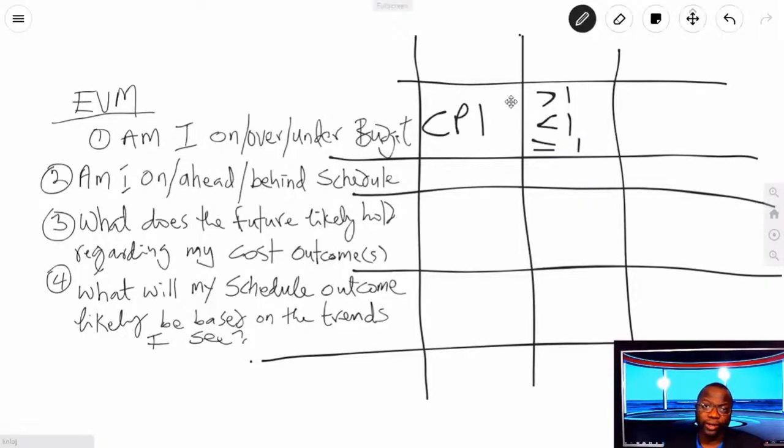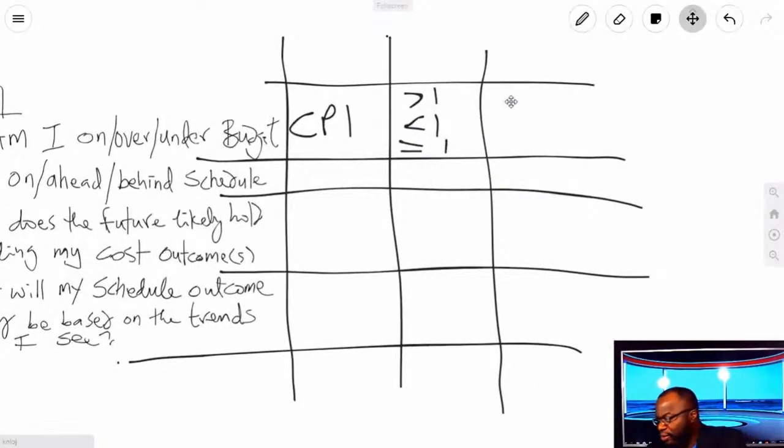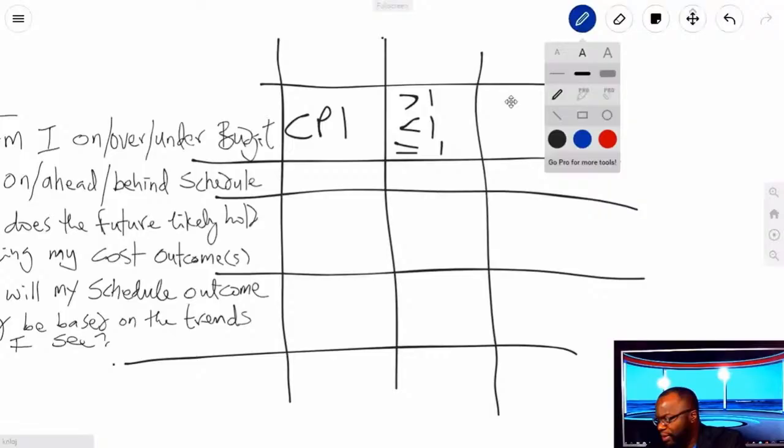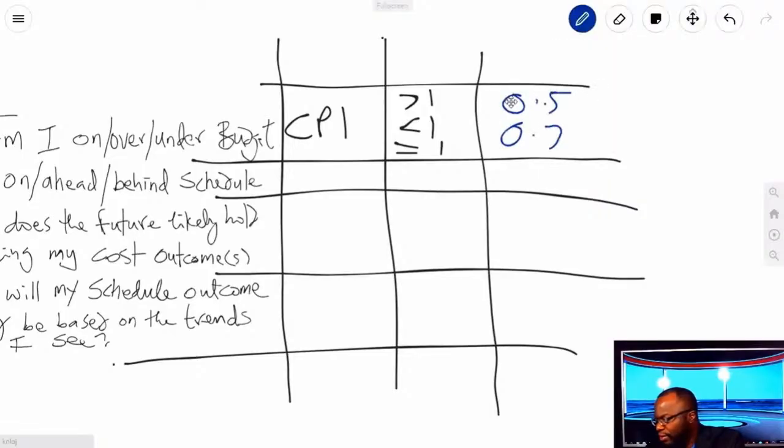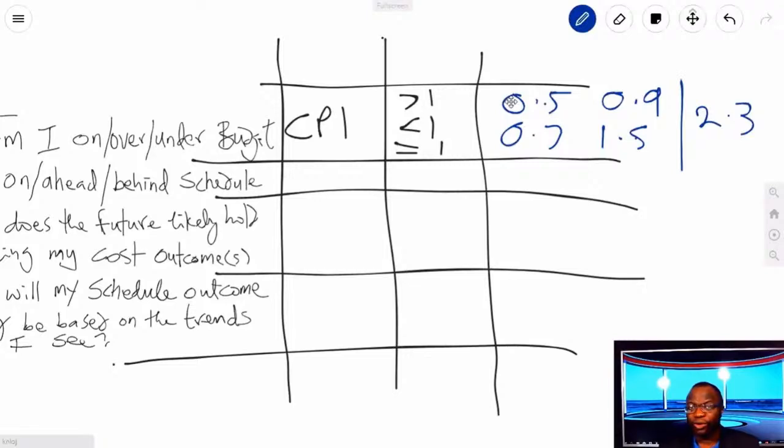Greater than 1 means you are what? Under budget. Less than 1 means you are over budget, and equal to 1 means you are right on budget, right on target. For your exam, cheap exam questions could be your CPI is as follows. Your CPI is a 0.5 or a 0.7 or a 0.9 or a 1.5. Or in some rare cases, something ridiculous as, let's say, 2.3. For your exam, you need to know what all of these mean.